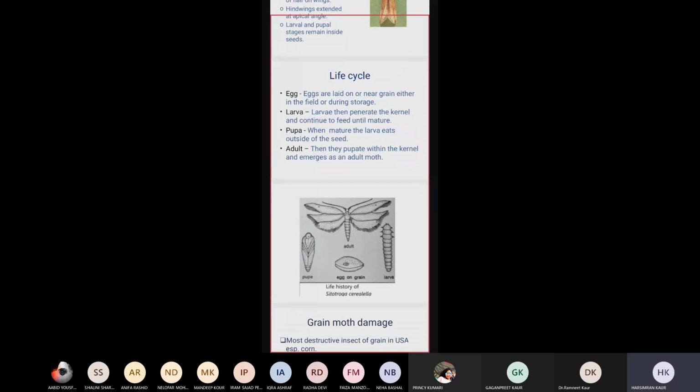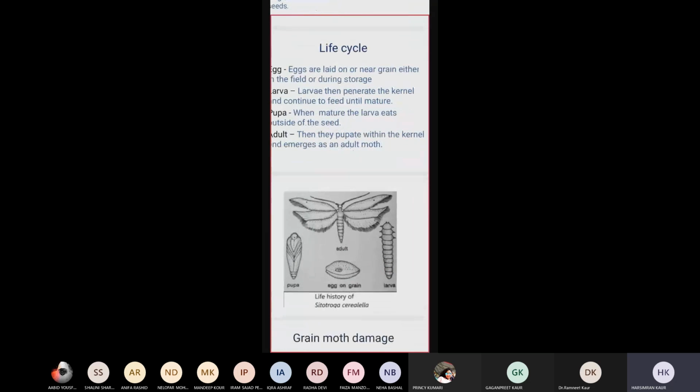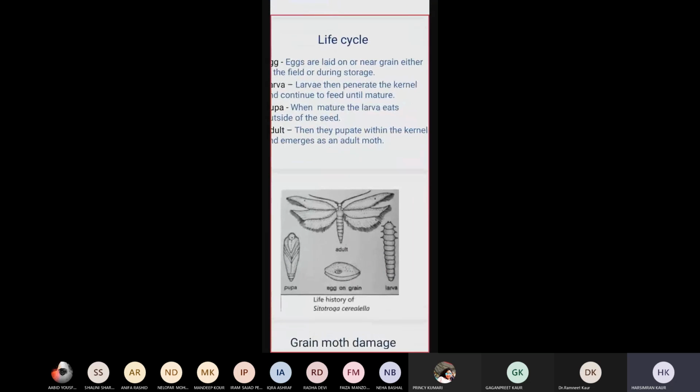Then further, it is a diagrammatic representation of the life history of Cytotroga ceriella. It represents the four stages, that is egg, larva, pupa, and the adult.